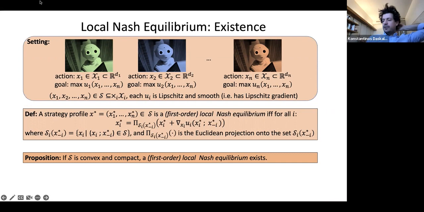Also, let me make one comment since we're here. Here I have been entertaining this idea of first order local Nash, where every player is playing a best response to the others as far as the first order Taylor is concerned. I could, of course, consider second order local Nash, asking that every player is playing a best response to the others as far as the second order Taylor of his utility is concerned, and so on and so forth, third order and fourth and fifth and sixth, etc.